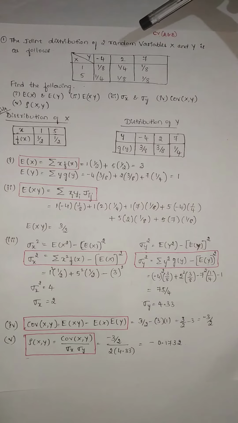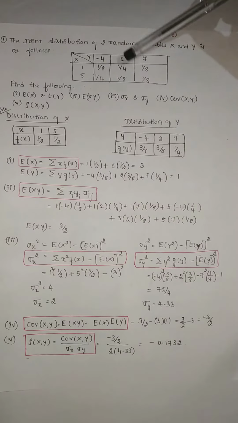In this video, we will solve one problem on joint probability distribution. A joint probability distribution is a probability distribution associated with two random variables. The problem is: the joint distribution of two random variables x and y is as follows.